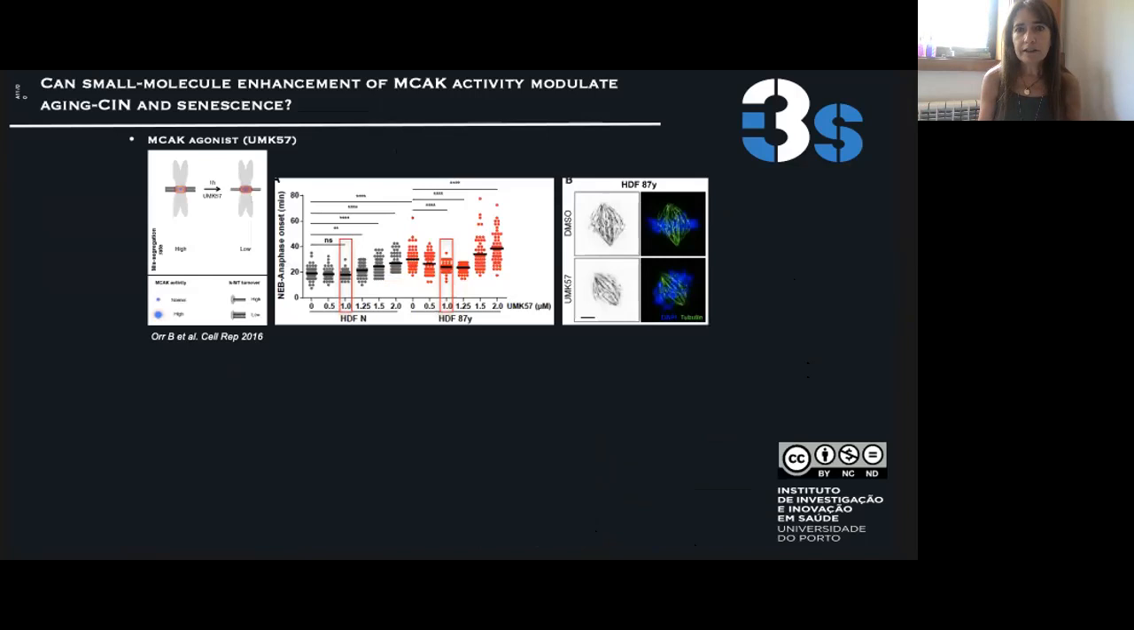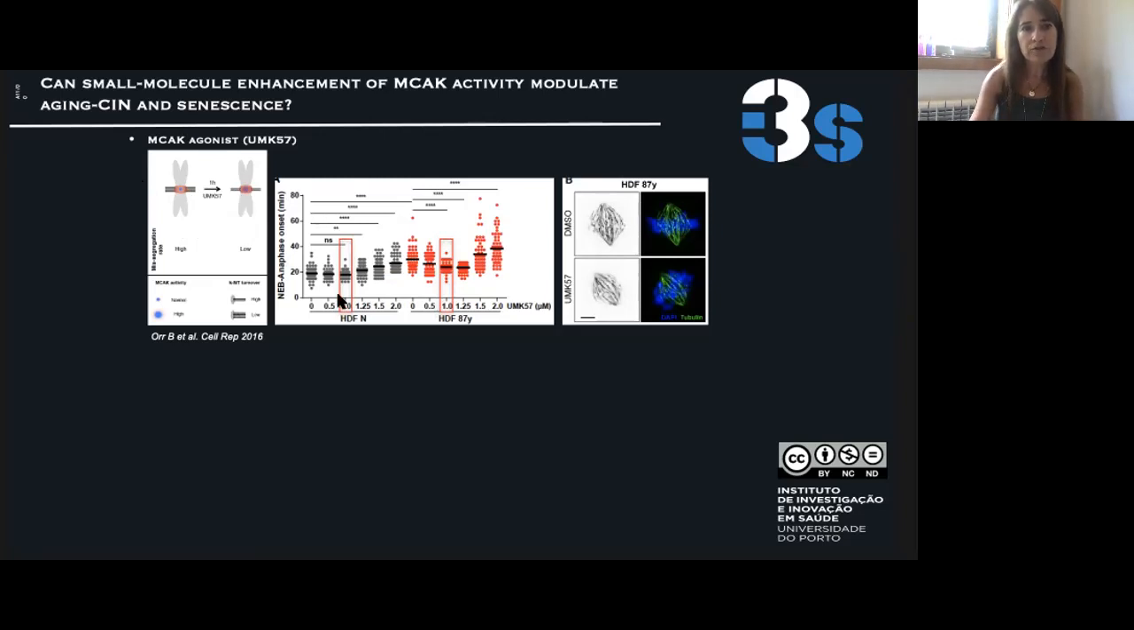We took advantage of an agonist that was available for this depolymerizing kinesin MCAK. It's known as UMK57. In elderly cells, we treated cells with this compound, which is known to improve the activity of MCAK and destabilize the kinetochore microtubule interactions.